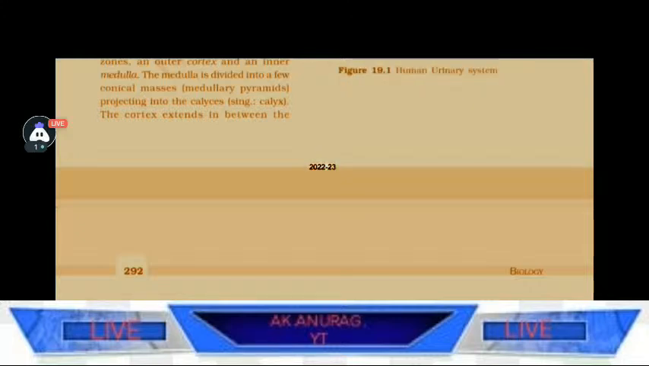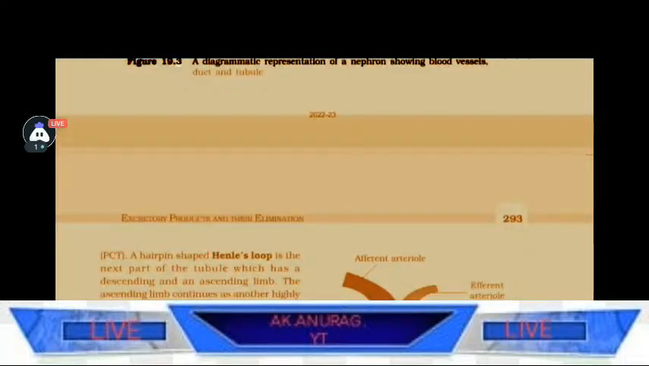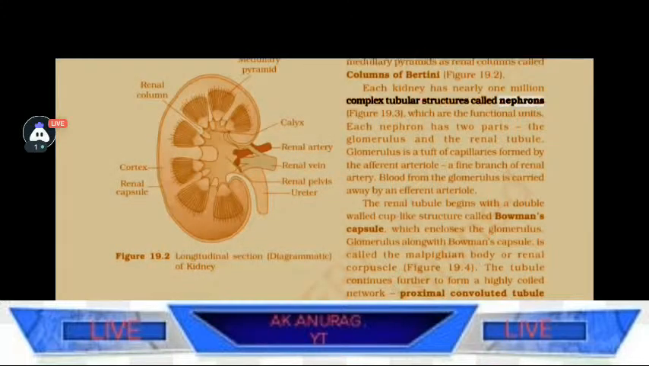Figure 19.3 A diagrammatic representation of a nephron showing blood vessels, duct and tubule. Medullary pyramids contain nephrons, which are the functional units. Each nephron has two parts, the glomerulus and the renal tubule. Glomerulus is a tuft of capillaries formed by the afferent arteriole, a fine branch of renal artery.